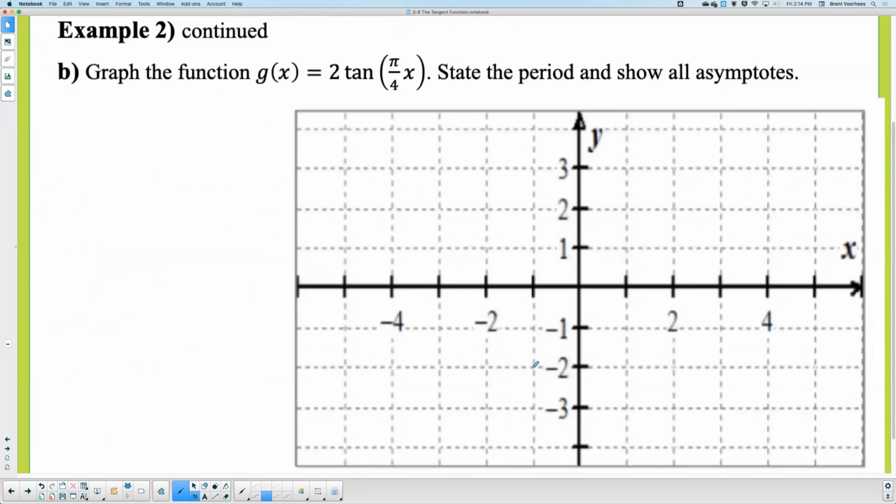I'm going to start with part A, number 1, asymptotes. Remember, for your asymptotes, you take the argument and you set it equal to plus and minus pi over 2. What's my argument this time? It's not just an x. What's my argument on this problem? Pi over 4x. So put pi over 4x equals positive pi over 2. And then do pi over 4x equals negative pi over 2. That's what we're going to solve to get our 2 asymptotes.